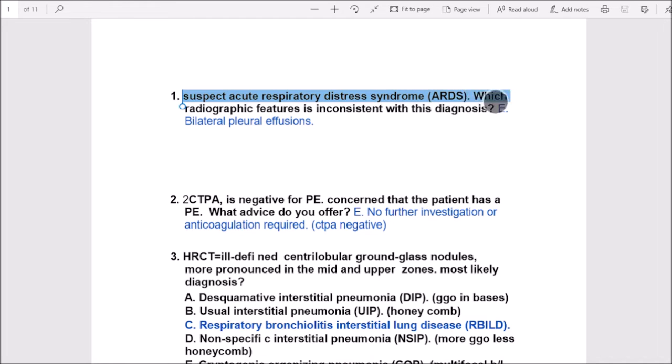Respiratory distress syndrome, which is most consistent with ARDS? Bilateral pleural effusion. ARDS shows bilateral pleural effusion, also bilateral granularity and patchy ill-defined opacity.